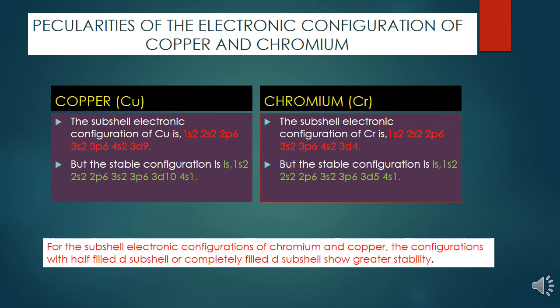The change lies in the 3d5 and 4s1. For copper, the change lies in the 3d10 and 4s1. For the subshell electronic configuration of chromium and copper, the configurations with a half-filled d subshell or a completely filled d subshell show greater stability. That's why they have these peculiarities in their electronic configuration.